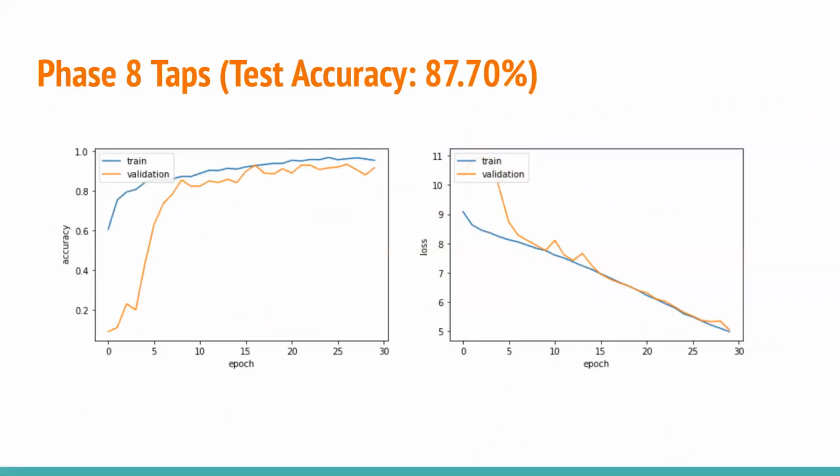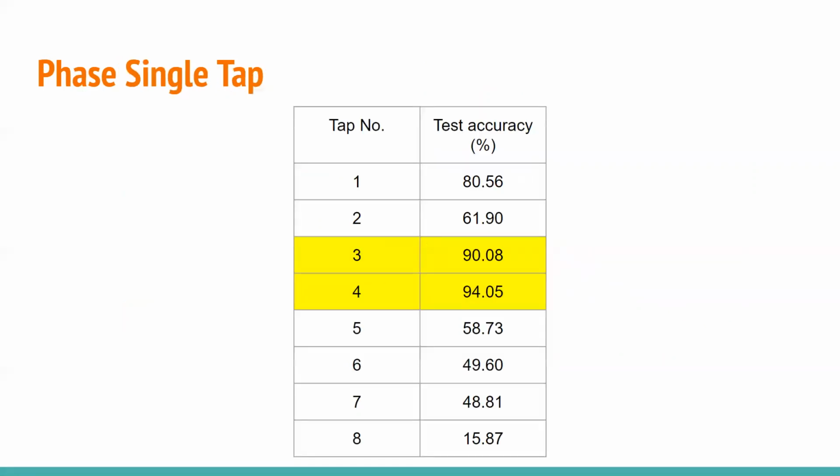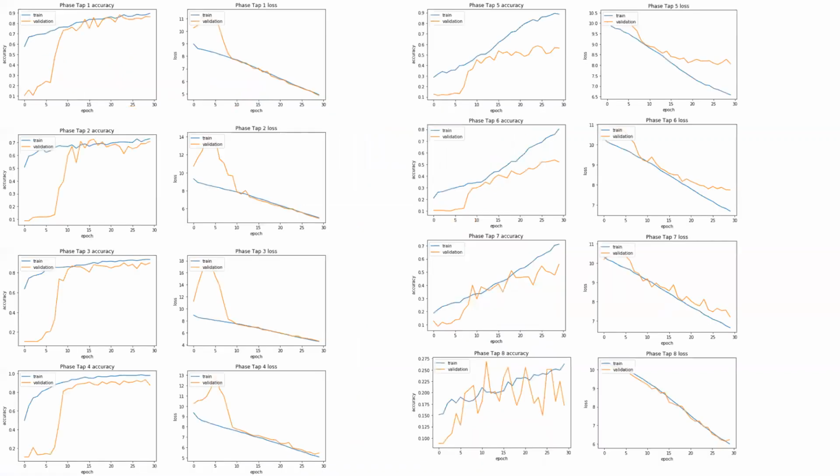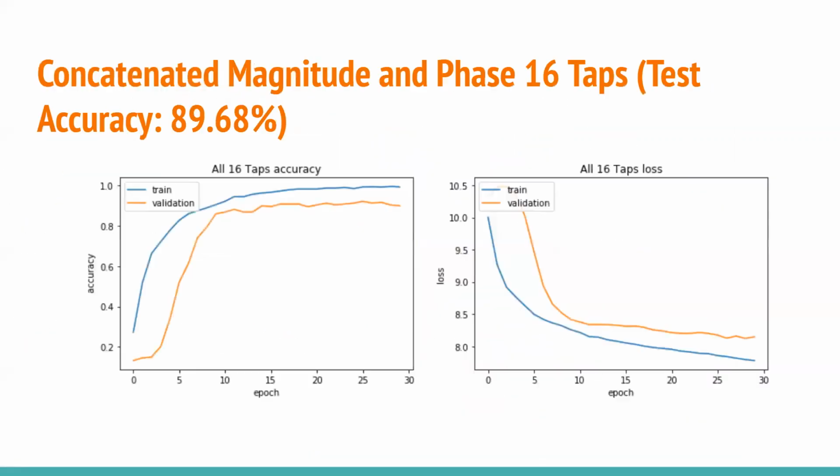Now we'll move on to phase 8 tabs, where we got a test accuracy of 87.7%. So here you can see that the accuracy is slightly less than what we got for magnitude 8 tabs. Next, we do an experiment with phase single tab. And again, like in the case of magnitude, tabs 3 and 4 perform considerably better than the others. And in this case, tab 4 performs better than tab 3. So these are the corresponding accuracy and loss plots for phase single tab.